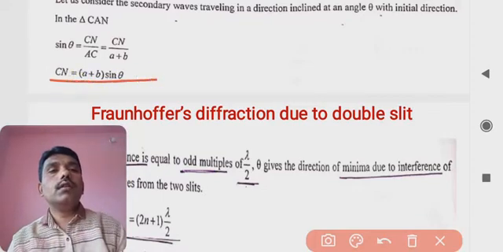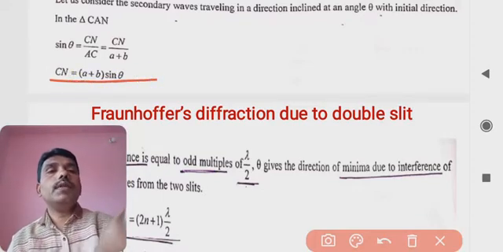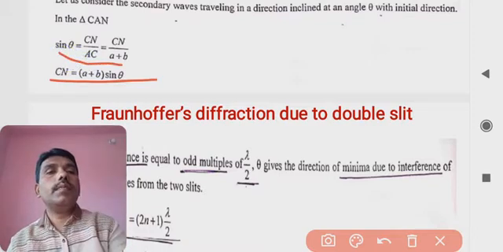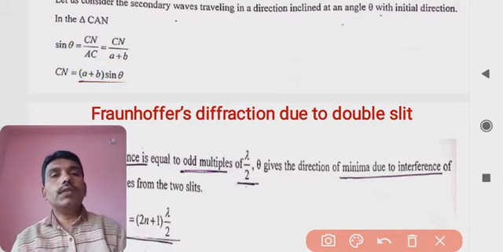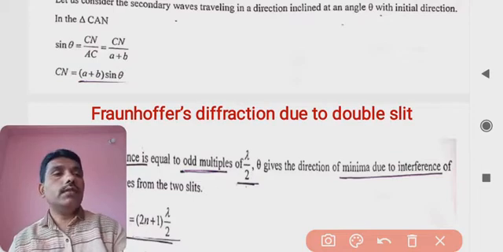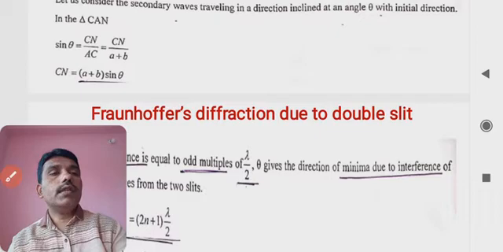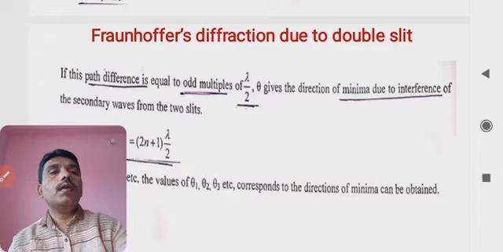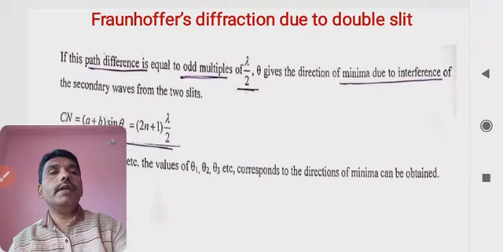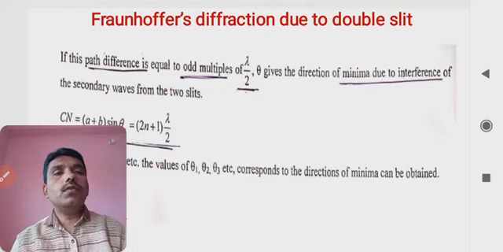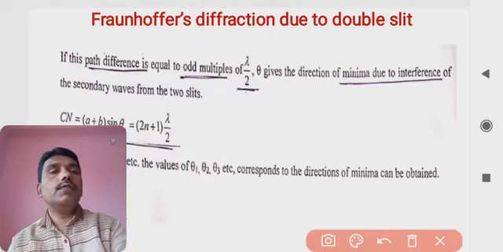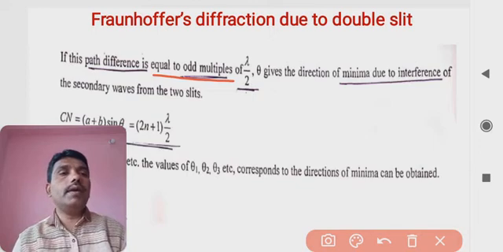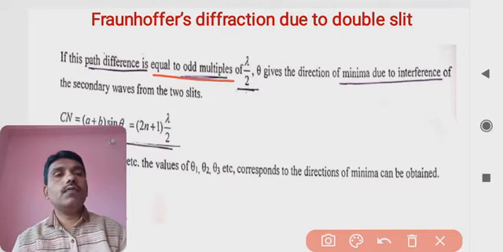We have the relation small a plus b into sin theta. So the path difference Cn is equal to small a plus b into sin theta. Now, the bright maxima or the minima depend totally on the path difference value, and if the path difference is equal to the odd multiples of lambda by 2, then theta gives the direction of the minima due to the interference of the secondary wavefronts from the two slits.